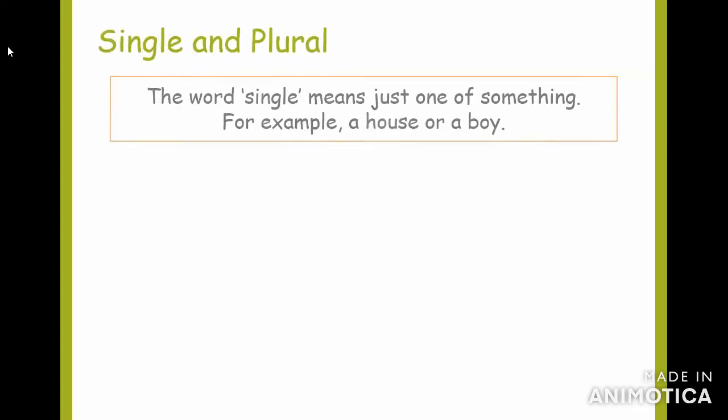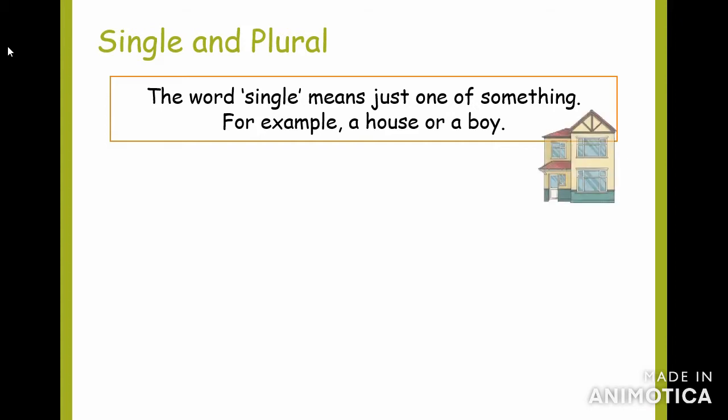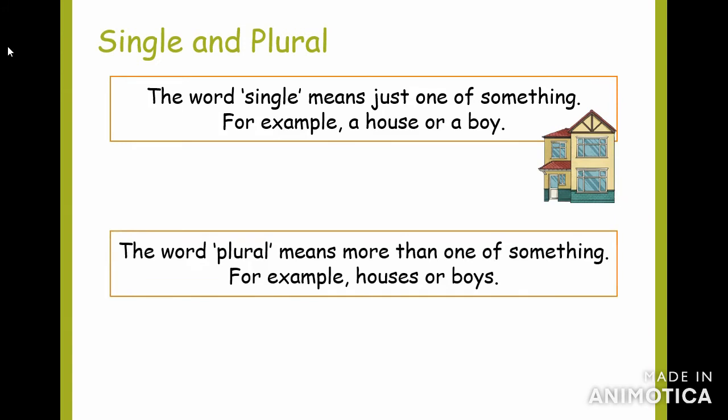Single and plural. The word single means just one of something, for example, a house or a boy. The word plural means more than one of something, for example, houses or boys.